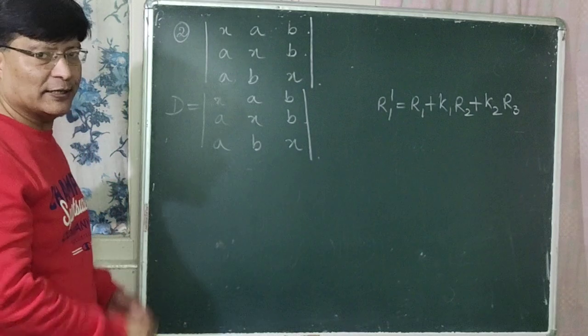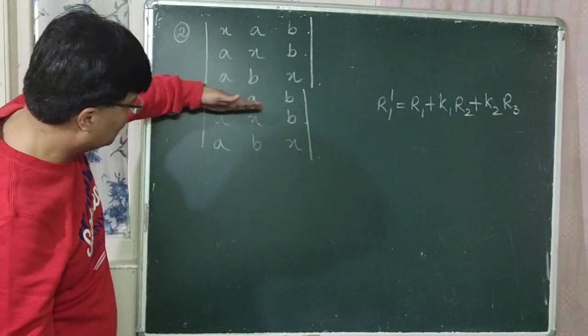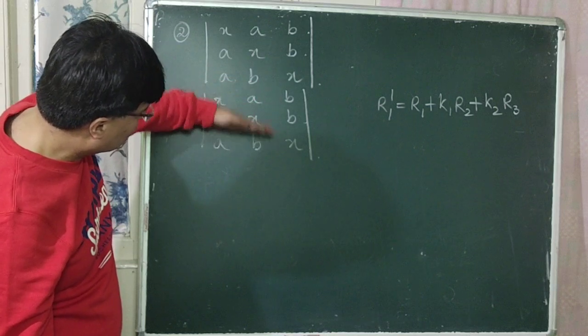Look at the blackboard. C1 plus C2 plus C3, where the cubes are column 1, column 2, column 3.